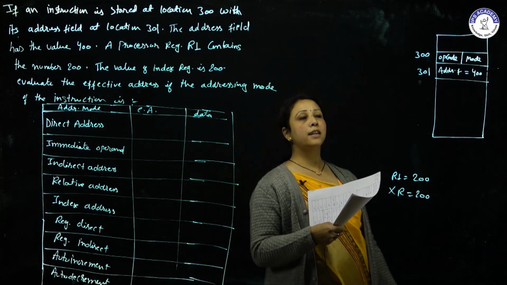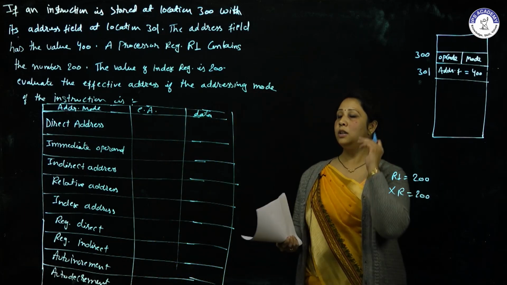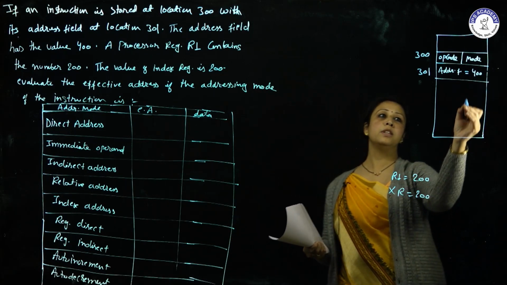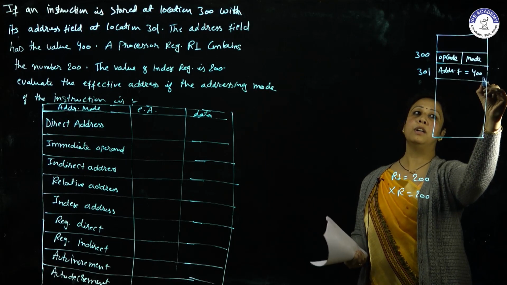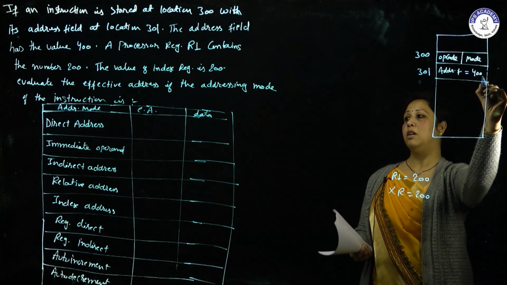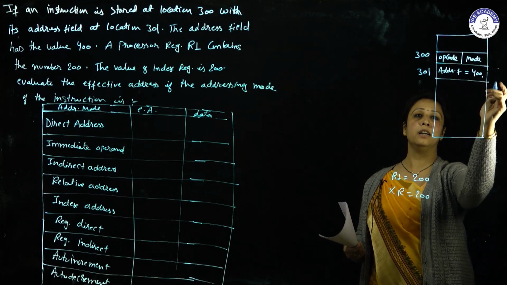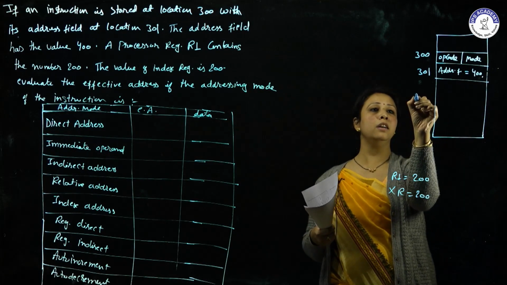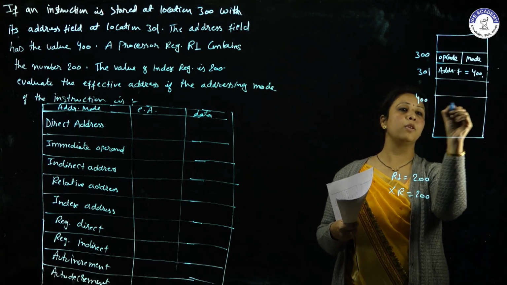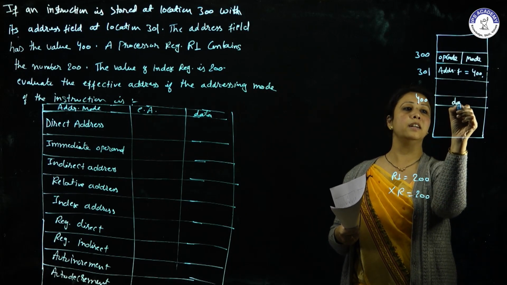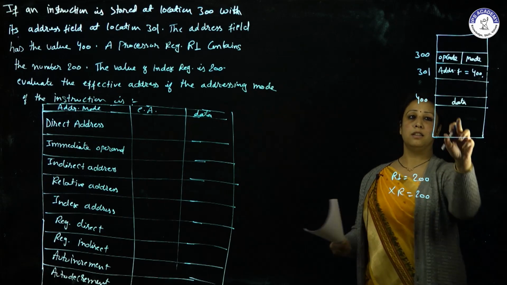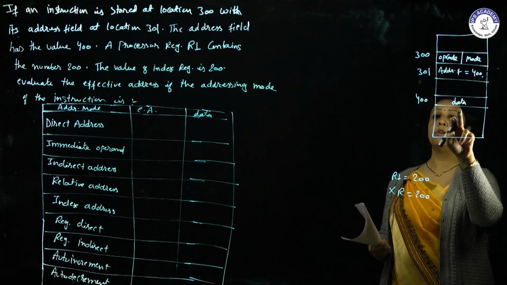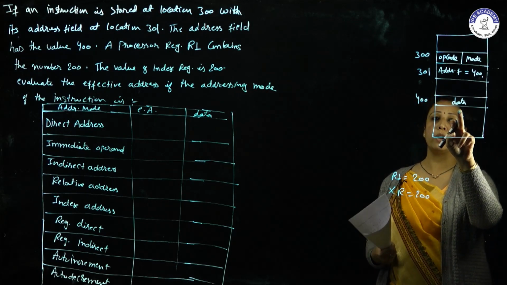So first is direct address mode. As we know, in direct address mode, the address field of the instruction contains a value. When we go to this value, we find the data. So the address field contains 400. When we go to this 400 location, we find the data on which we have to perform the operation. The opcode will perform on this data which is stored in location 400.